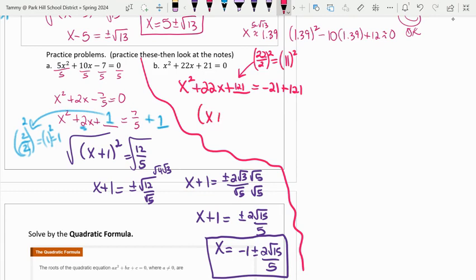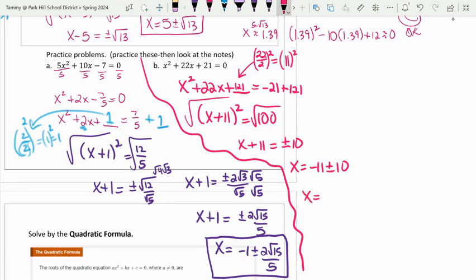So this is x plus 11 quantity squared. It's what I had before I squared it, equals, that's nice, 100. Take the square root of both sides. So x plus 11 equals plus or minus 10. Move the 11 over, so x equals negative 11 plus or minus 10. Give me my two answers here. X equals negative 11 plus 10, which is negative 1. X equals negative 11 minus 10, or negative 21. So my two answers, negative 1, negative 21.